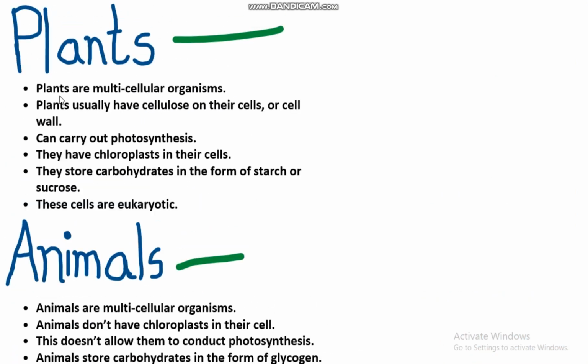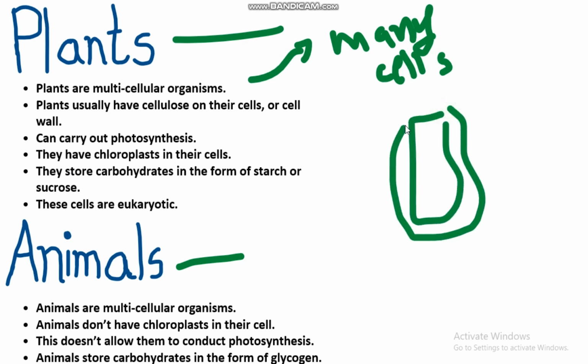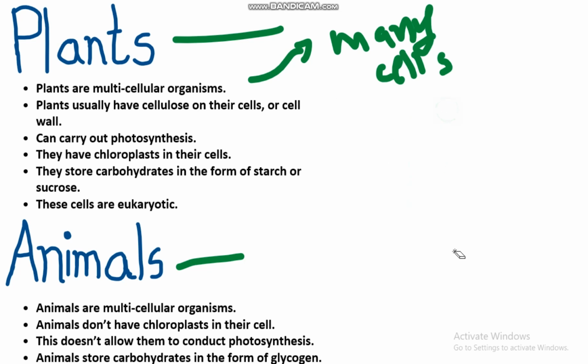Plants are multicellular organisms, meaning they have many cells. Plants usually have cellulose in the cell wall. So every plant cell has a cell wall, which basically means that these cells contain cellulose.